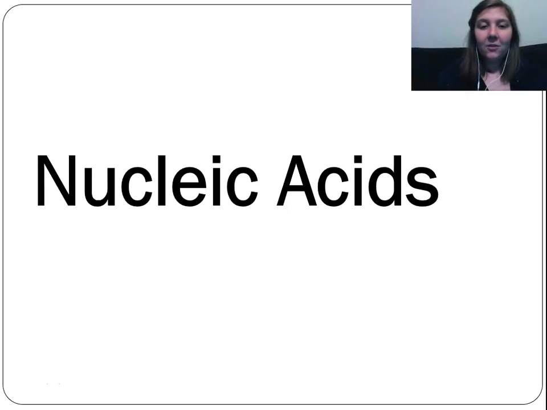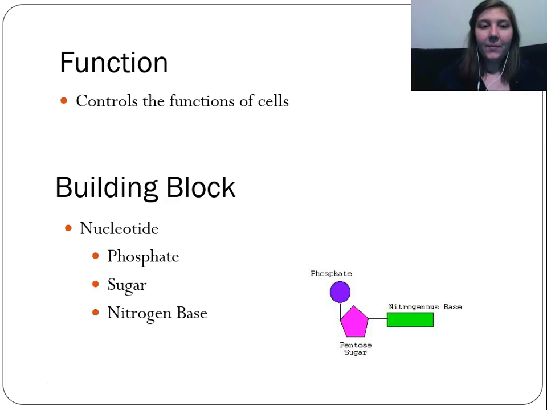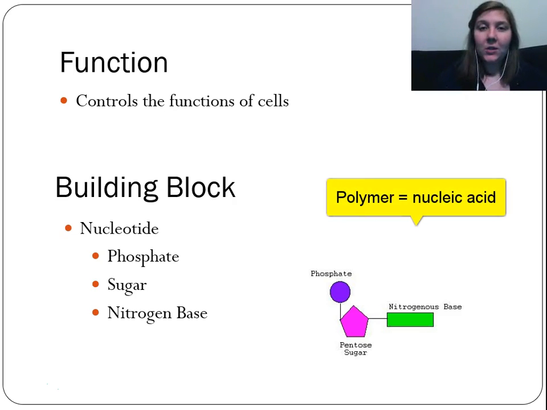Alright, and our final category is nucleic acids. The function of nucleic acids is to control the cell. So everything that the cell does comes from nucleic acid. Our building block of nucleic acid, or our monomer, is called a nucleotide. And a nucleotide has 3 parts: a phosphate, a sugar, and a nitrogen base. And when we get to DNA, we'll cover more in depth what those things are and how they vary between DNA and RNA. But for now, you just need to know those 3 parts.